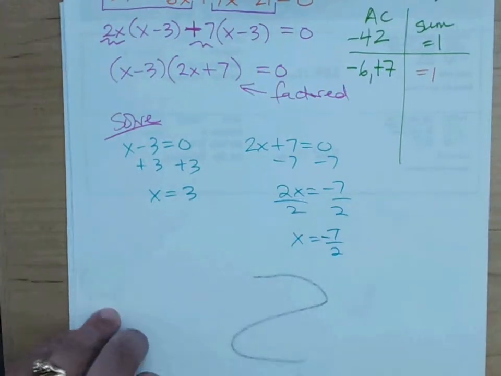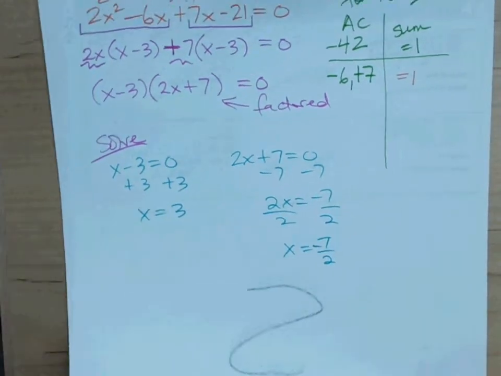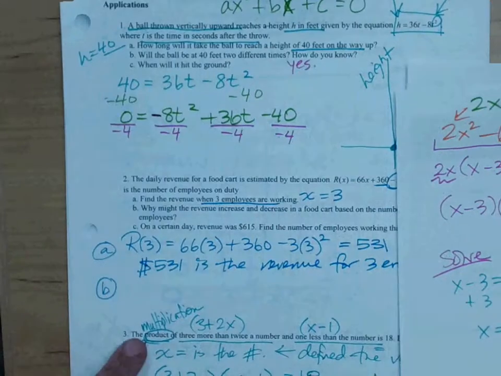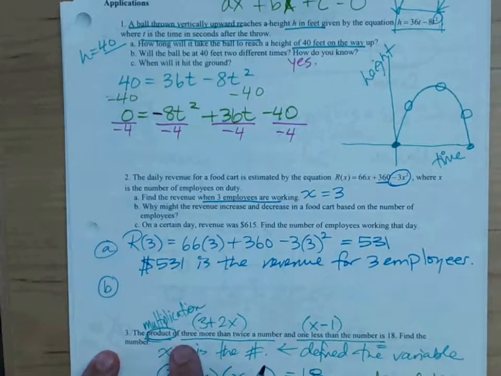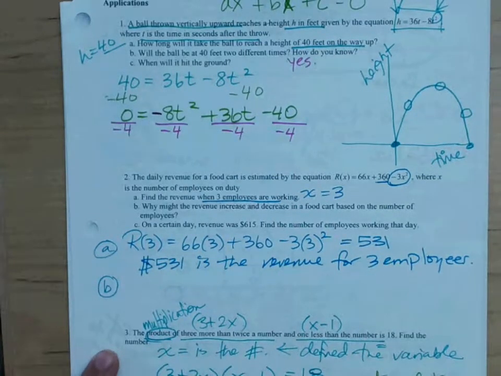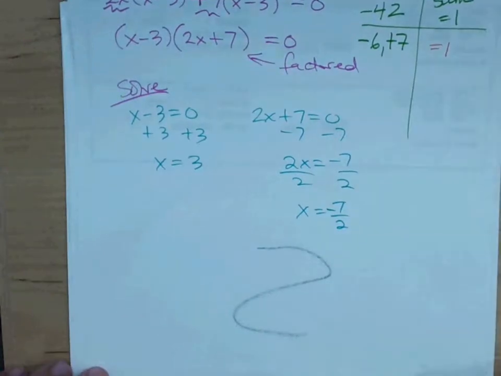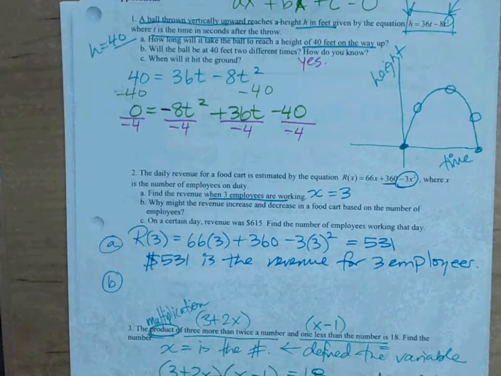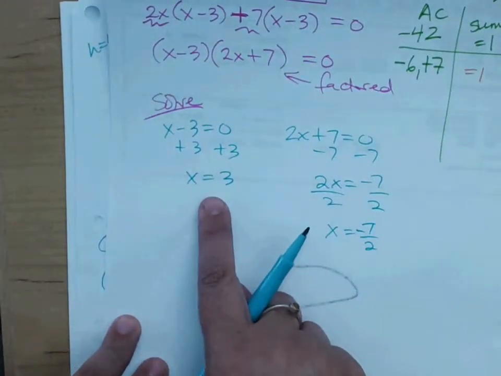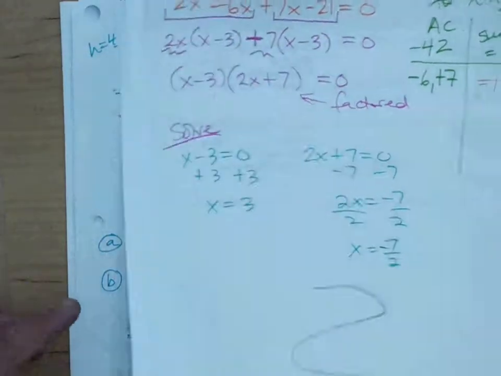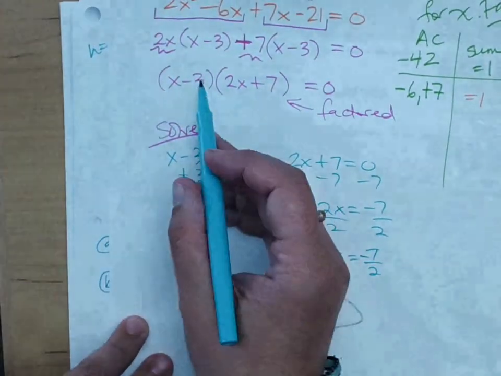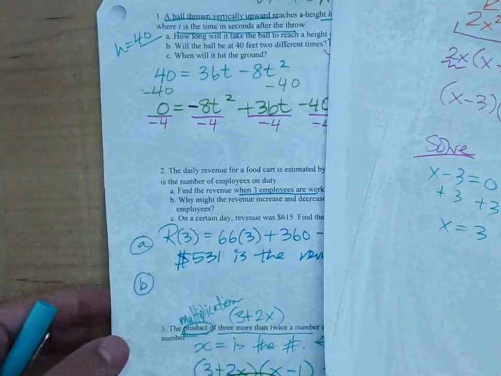Now, if I go back to the original problem and I read it, the product of 3 more than twice a number and 1 less than the number is 18. Find the number. So, wait, what are the numbers? The product of 3 more than twice the number. So the number could be 3, right? 3, and then if we plug that back into, where was the equation we wrote?